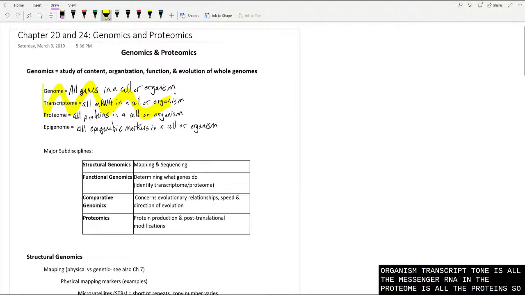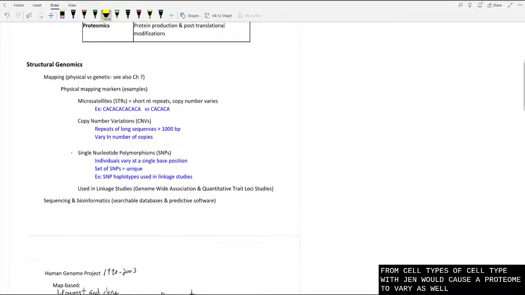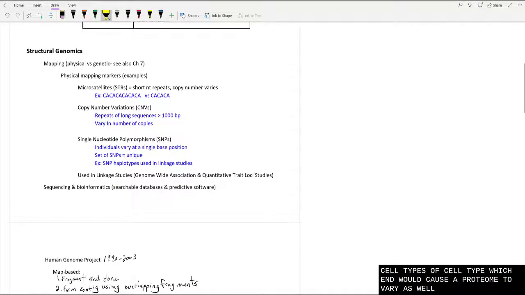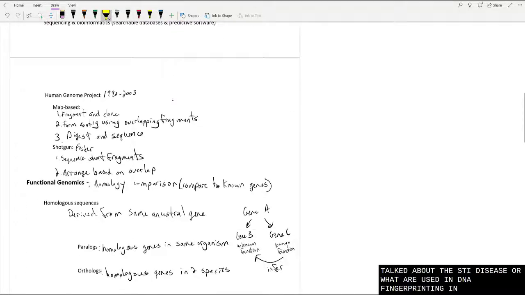So which one of these is then the same in all somatic cells? That would be the genome. The genome should be the same sequence in all somatic cells unless there's a mutation that takes place. Transcriptome can vary from cell type to cell type, which then would cause the proteome to vary as well. Here is where we talk about the STRs. These are what are used in DNA fingerprinting and genotyping.